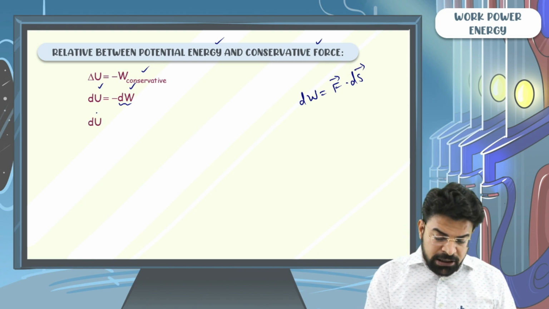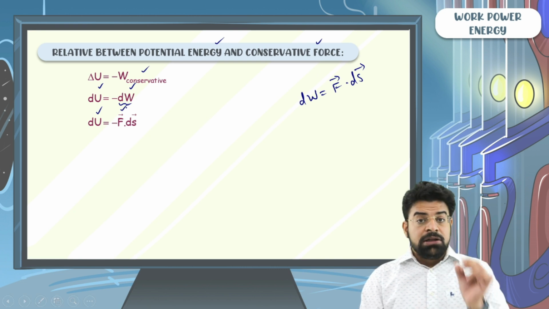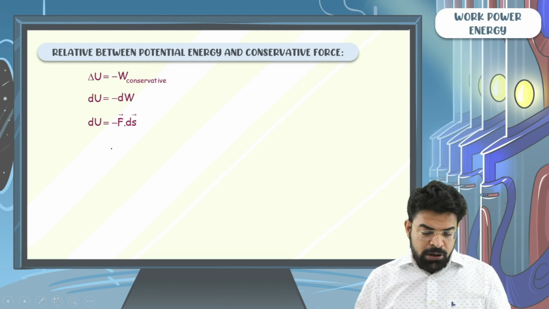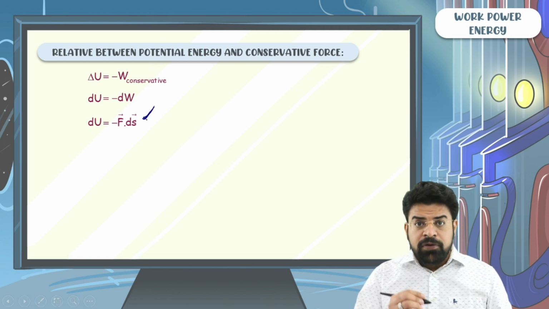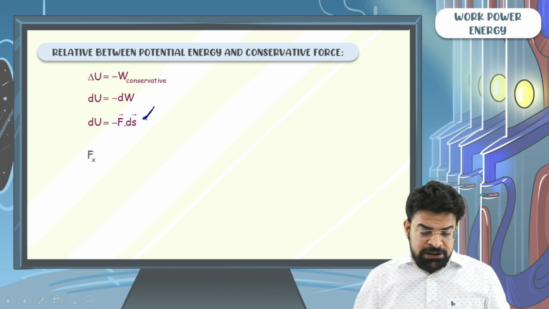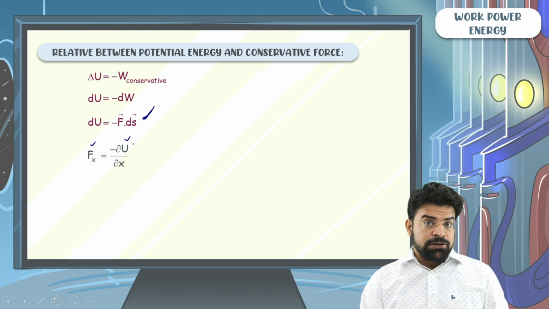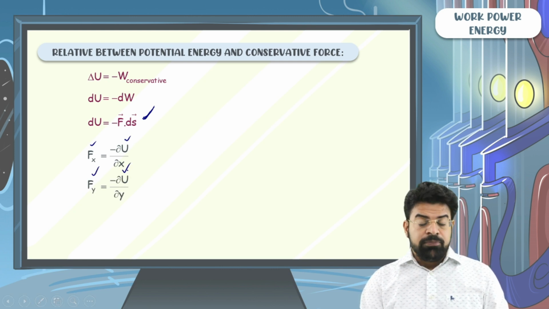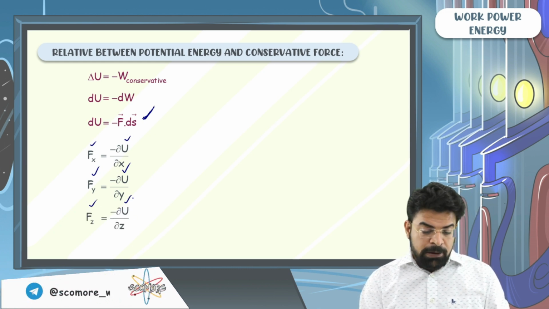So we can say the infinitely small change in potential energy equals minus the conservative force dot the infinitely small displacement. So this is for 3 dimensions. If we wish to work in components, the force in x direction equals minus del U by del x. The force in y direction equals minus del U by del y. The conservative force in z direction equals minus del U by del z.